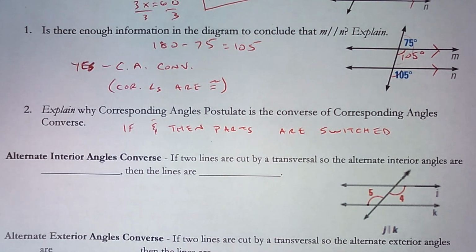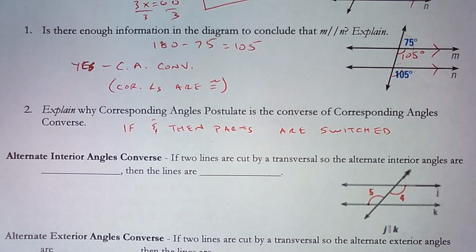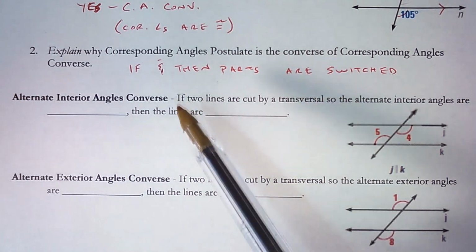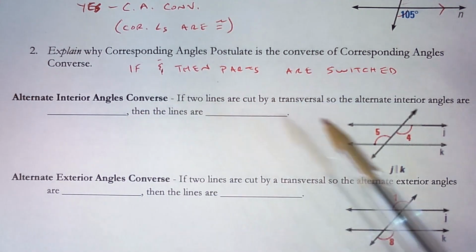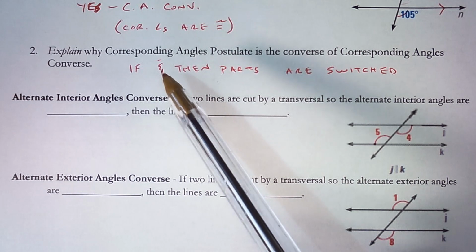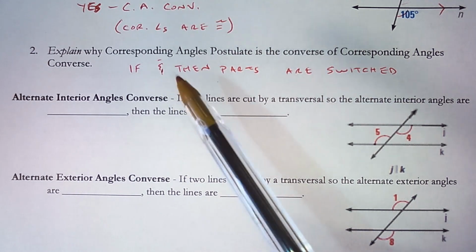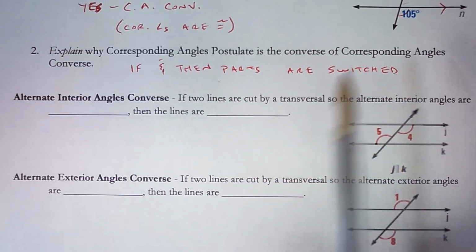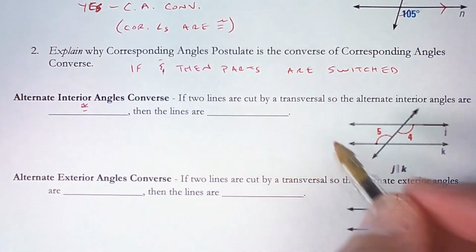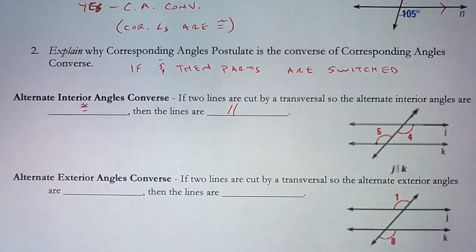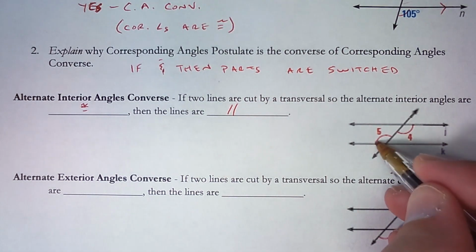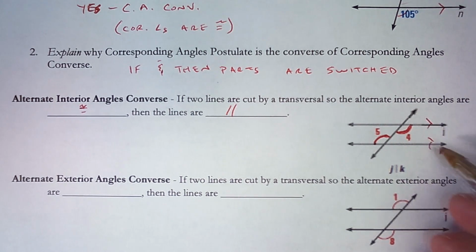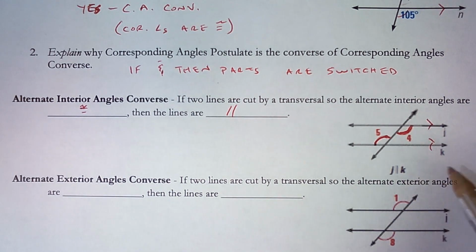Okay? Now we are going to do the same thing for our other theorems that we learned in our last lesson. Alternate interior angles converse. So the alternate interior angles theorem said that if lines are parallel, then alternate interior angles are congruent. This starts with alternate interior angles are congruent. And if that's true, then lines are parallel. So here's a pair of alternate interior angles, and because they are congruent, I know these lines are parallel.